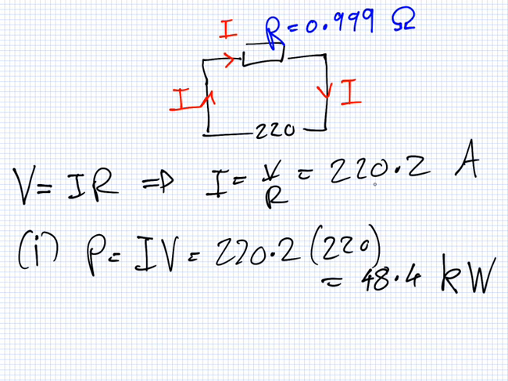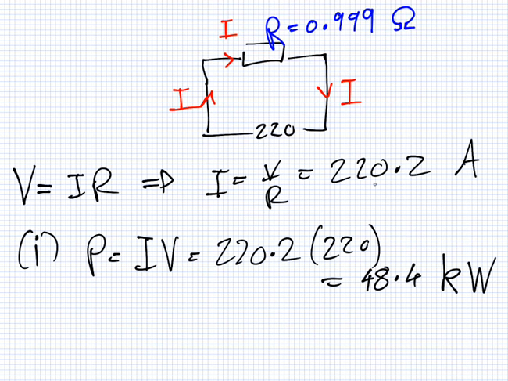Okay, what rule can we use to find the current? Basic rule. V equals I R, so then that means I will equal V over R, which will equal 220 divided by 0.999, so that would be 220.2 amps. That's quite a lot. You wouldn't want to be touching it now.